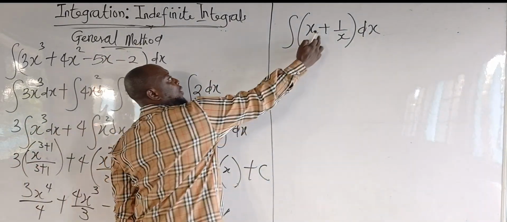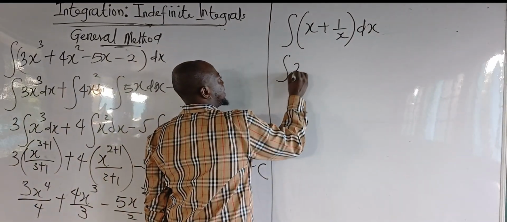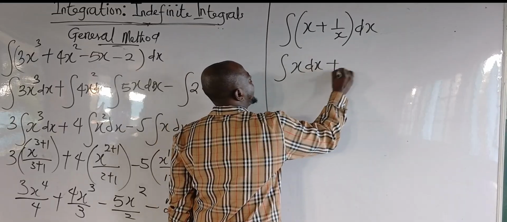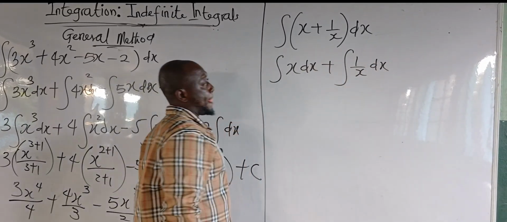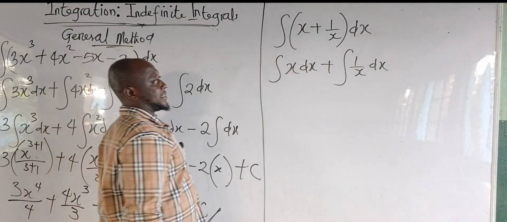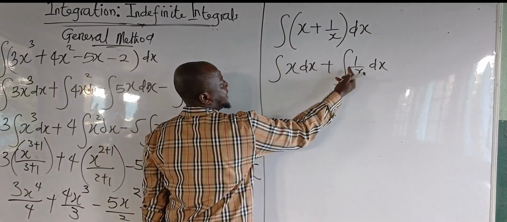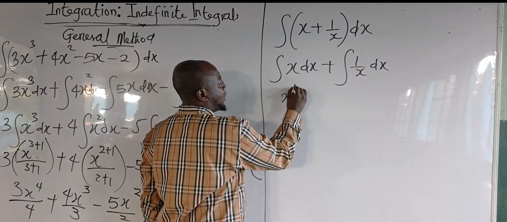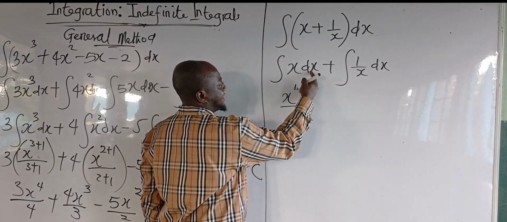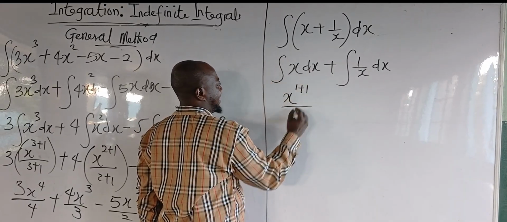First thing, because I have plus here, I'm going to separate the integral sign. I have the x here plus the integral sign. I have the x here. Next up is there is no coefficient here. So for this one, if I want to integrate this one, I'm having 1 plus 1. So remember that this and this goes away. The integral sign and the x goes away.